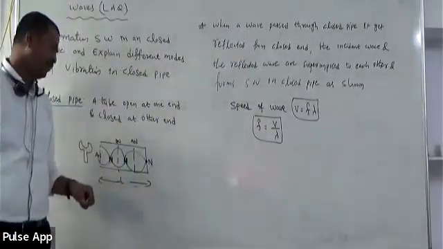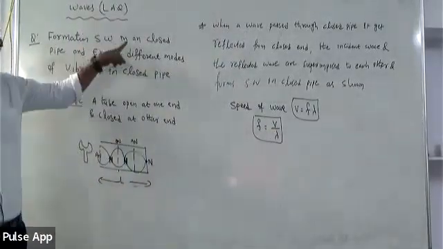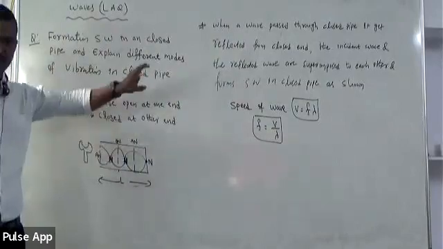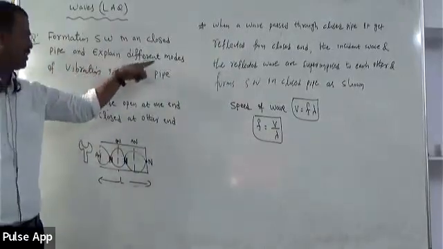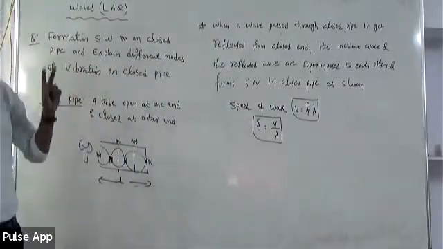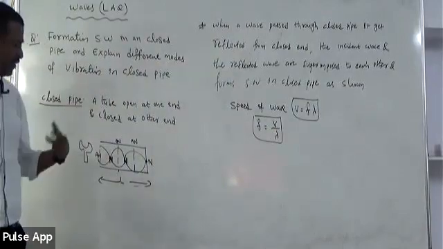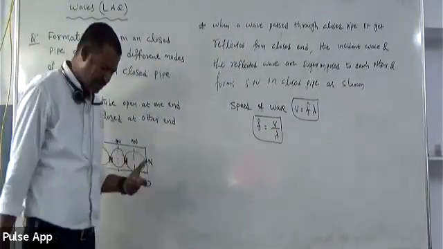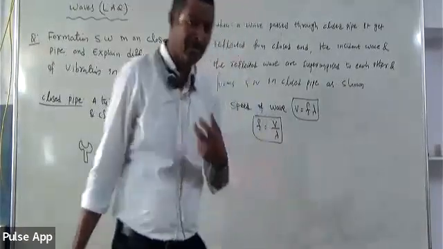Now the formation of a stationary wave in a closed pipe is completed. Next we need to explain the different modes of vibration in a closed pipe. Different modes of vibration means harmonics will form. Different types of harmonics will form.